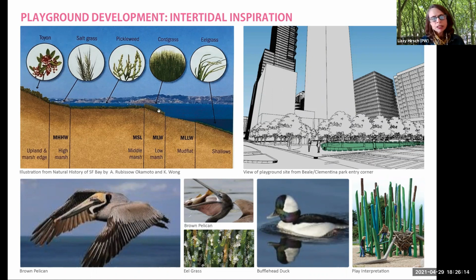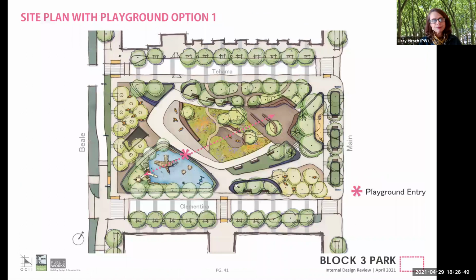And so we consulted with a science writer who did a whole book on the bay. She gave us some ideas about what is most common. From her, we learned a lot about the vegetation and the habitat. And she clarified for us that the brown pelican was most unique to this bay. And then pickleweed and cordgrass are also unique to this area. So we took those as cues for our inspiration.